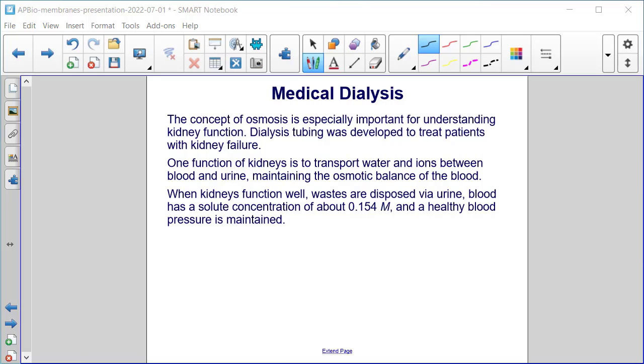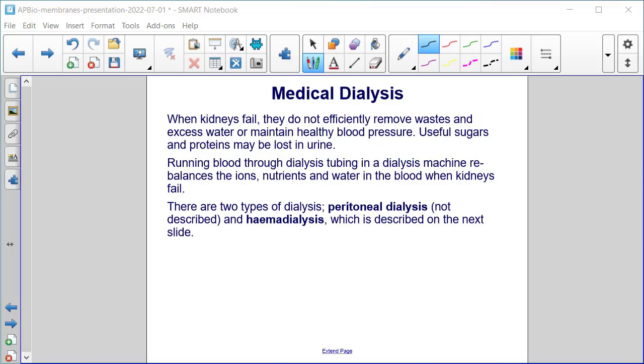Medical dialysis. The concept of osmosis is especially important for understanding kidney function. Dialysis tubing was developed to treat patients with kidney failure. One function of kidneys is to transport water and ions between blood and urine, maintaining the osmotic balance of the blood. When kidneys function well, wastes are disposed of via urine. Blood has a solute concentration of about 0.154 molar, and a healthy blood pressure is maintained. When kidneys fail, they do not efficiently remove wastes and excess water or maintain healthy blood pressure. Useful sugars and proteins may be lost in urine.